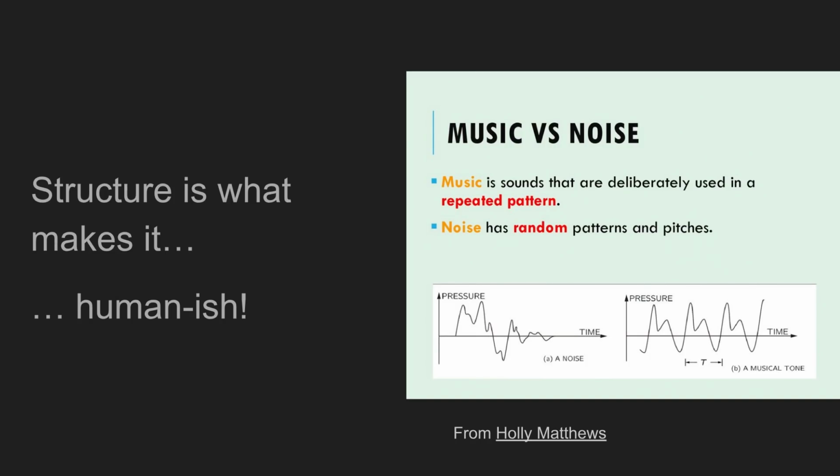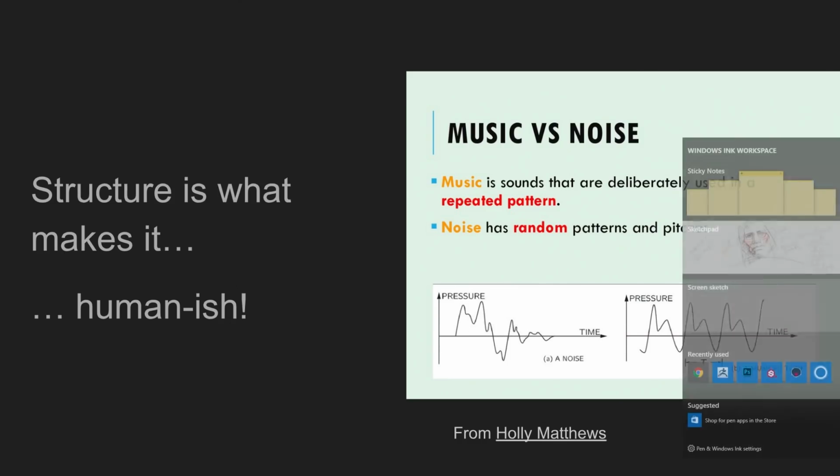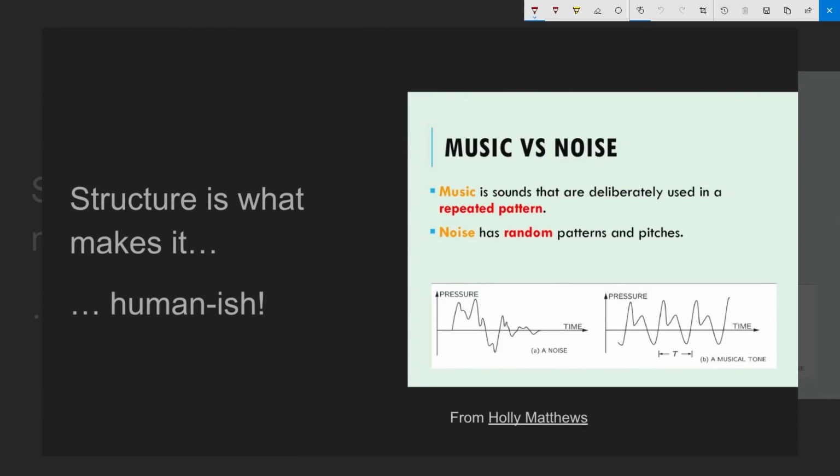Think about the difference between music versus noise. Music is sounds that are deliberately used in a repeating pattern. In fact, the structure with music at the end of the day is time. Noise has random pattern, random pitches. So it can be the exact same, but with little bits of back and forth in it.